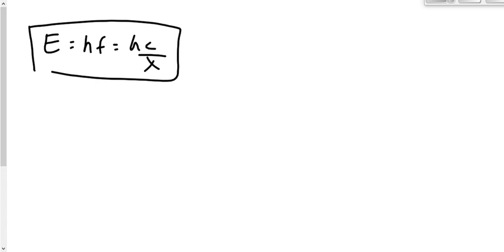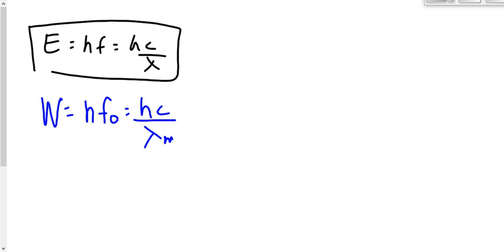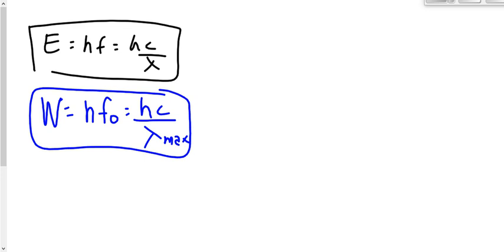The next equation that we learned was almost the same. It is unique to the photoelectric effect. The work function, which is the minimum energy, is equal to h times the threshold frequency, which is the minimum frequency. Or we could also say it's hc over lambda max, right? So energy, hf; minimum energy, h times minimum frequency.